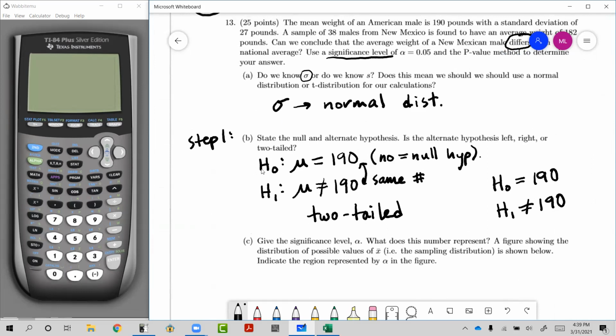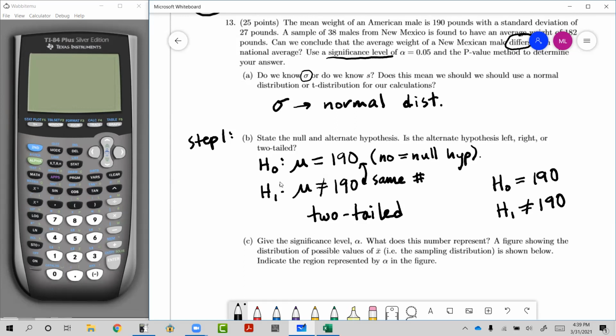H0 and H1 are just labels. Instead of writing out the words null hypothesis, we didn't want to have to write that long word out every time. So we just gave it a symbol, H sub 0. And instead of writing out the words alternate hypothesis, we just called it H1.